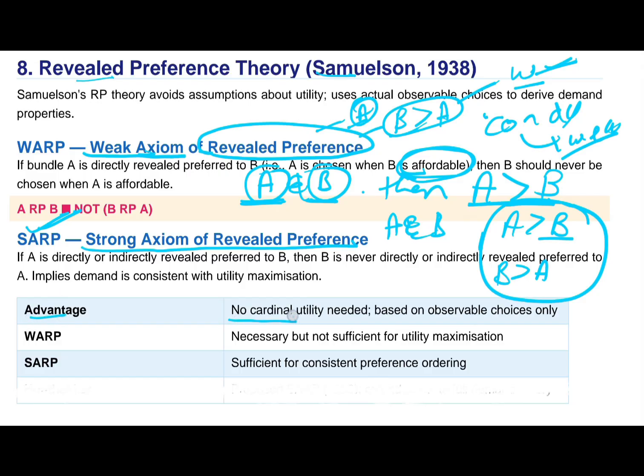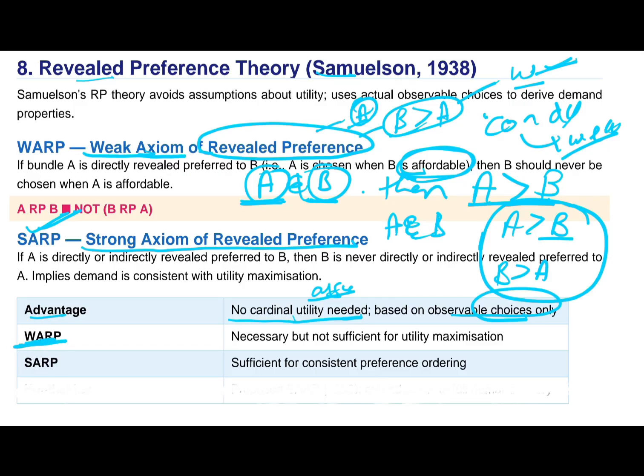We don't need to assume the choices. We don't need cardinal utility. We don't need to measure it. We don't need to know what they like and how their choices are. It is based on the observation of the consumers, or their choices revealed by the consumer itself.